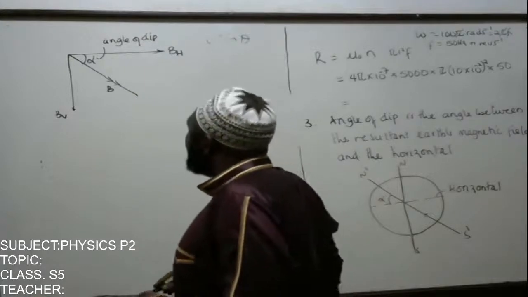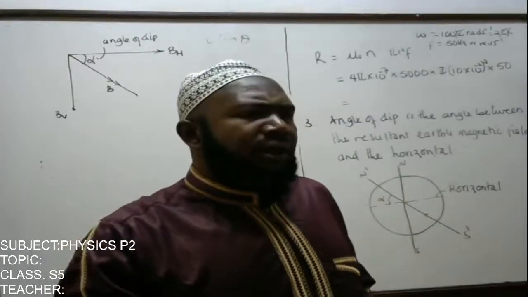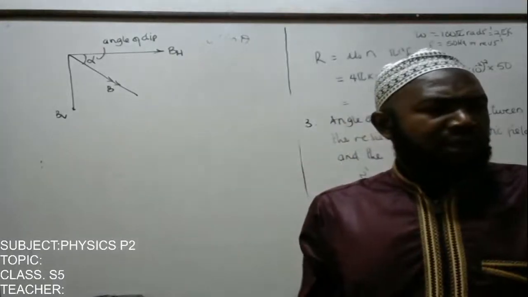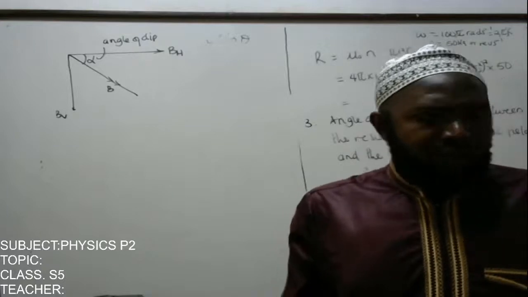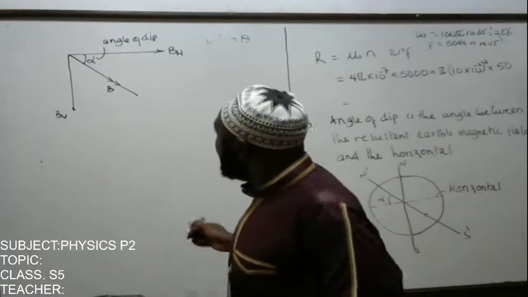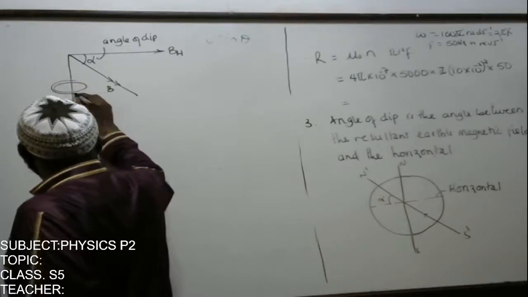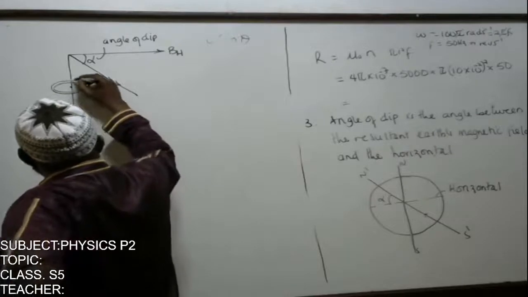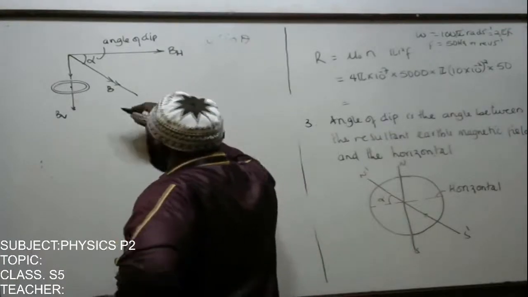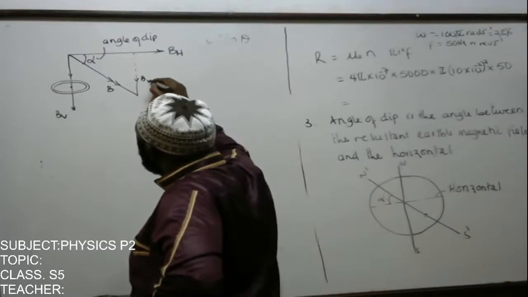The angle of dip. Now you do well to note, according to our question here, that the Earth's field is making an angle, and the disk is being threaded by the vertical component of the Earth's field. So that implies that it is the B vertical that is threading. So we want to get the vertical component that is threading the coil.